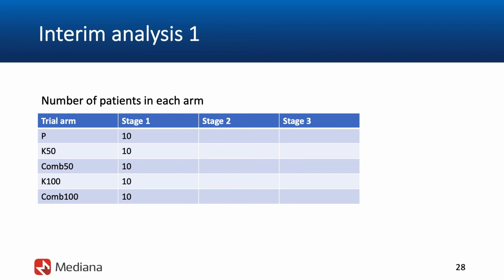This and the next two slides help us understand how a response adaptive approach is applied to this proof of concept study. The table shows us the patient allocations for each stage in the study. In stage 1, an equal randomization approach is used, implying exactly 10 patients allocated to each individual arm in the study.